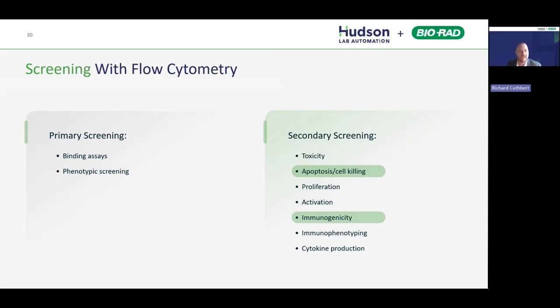Next, let's talk about secondary screening. This is typically part of the hit optimization stage of drug discovery. We already have a candidate or a short list of candidates, and we want to test how they perform or are likely to behave in vivo. There are many different assays that can be performed. This is not a complete list. I'm just going to call out two, which are apoptosis or cell killing assays and immunogenicity assays, because these two are quite common.